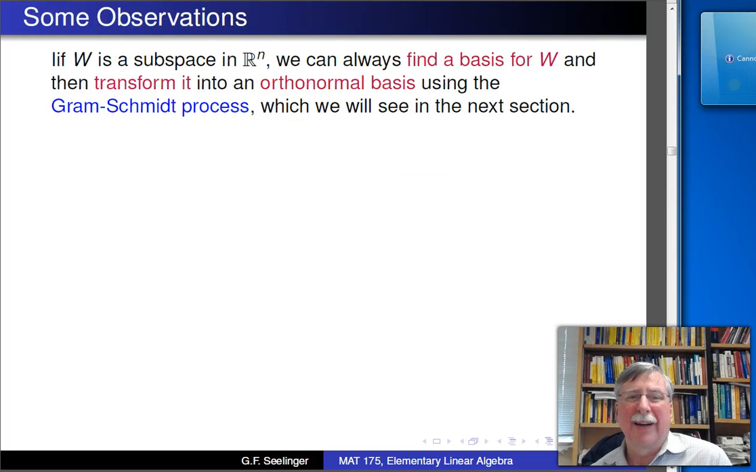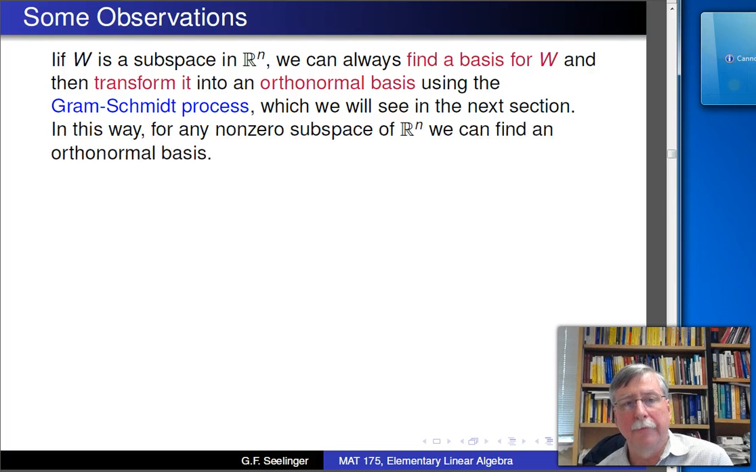So since we want these orthogonal bases, if W is a subspace in Rn, we want ways to find the orthogonal bases. We have some sense as to how to find a basis for W. And what we want to do is take an arbitrary basis and transform it into an orthonormal basis using the Gram-Schmidt process. And we will see that soon. And so we've got a way to do that in a systematic way.